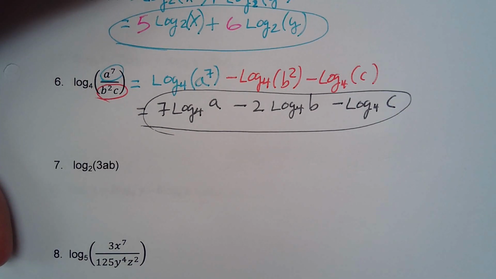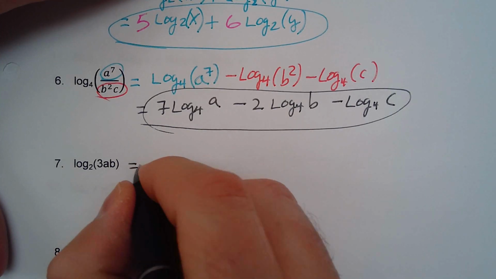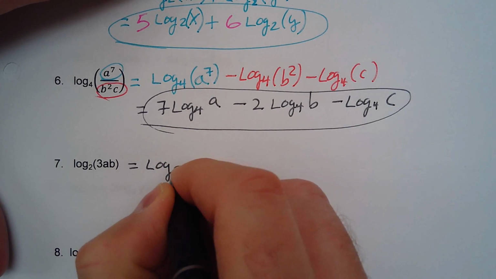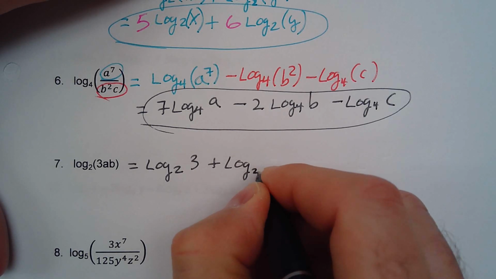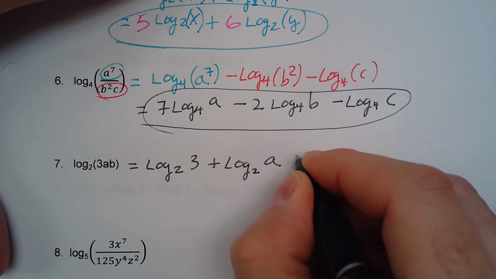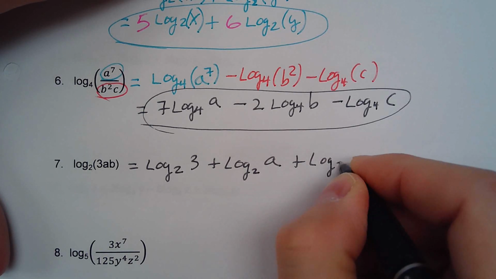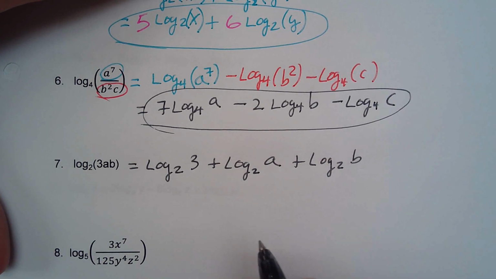Let's try this next one. We have a factor of 3, a, and b. So we're just going to write the sum of the log of each factor. So this will be log base 2 of 3 plus log base 2 of a plus log base 2 of b. And then that's it.